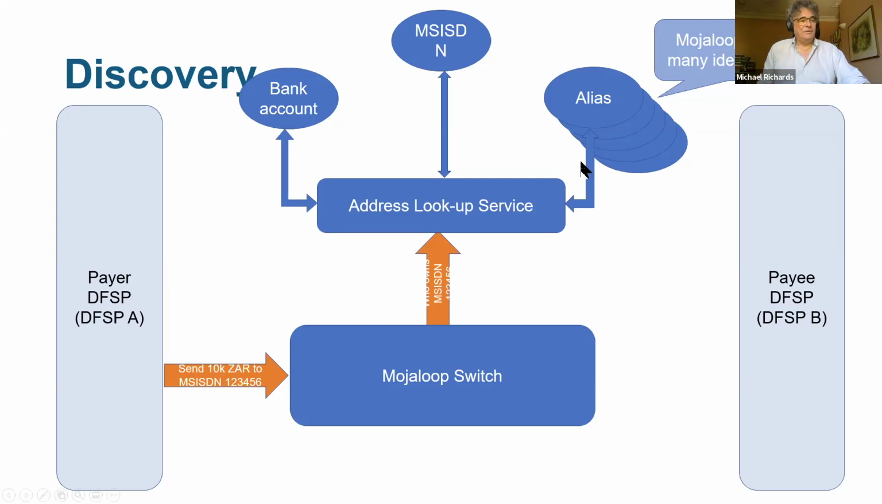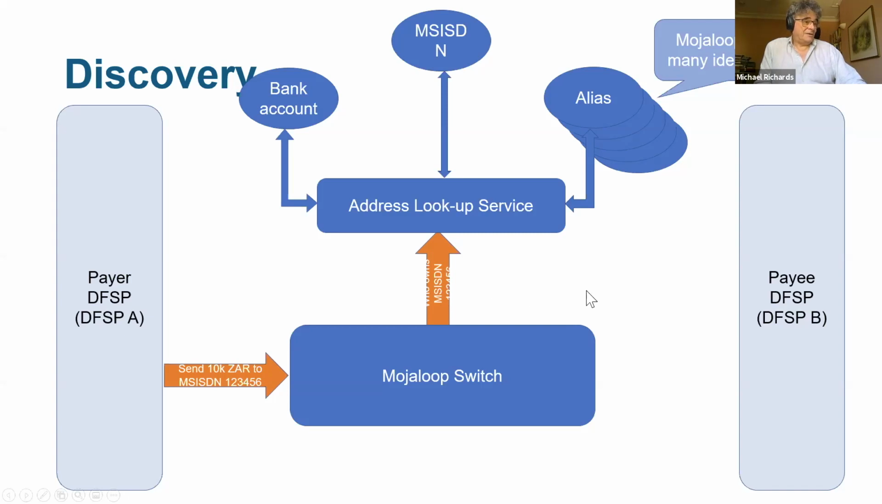So this provides, we think, a reasonably flexible way for individual schemes to manage identifiers in the way that's most appropriate to them. It also means that they don't have to support all of the types of identifiers that Mojaloop supports. We support about 17 altogether, but individual schemes may well decide that they want to restrict the number of types of identifier that they support.